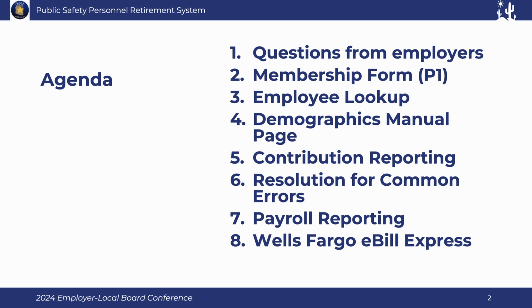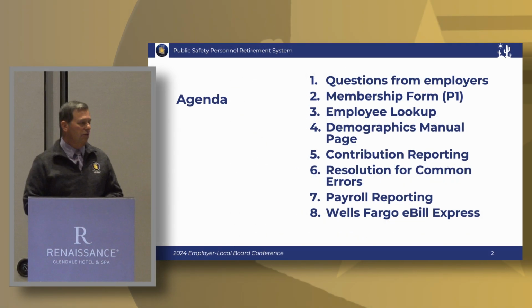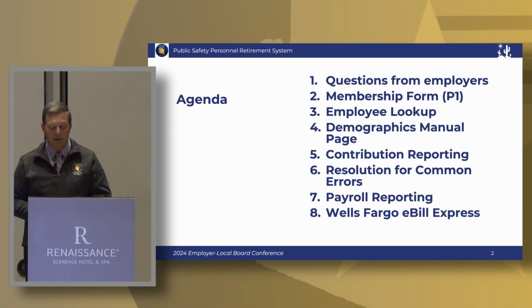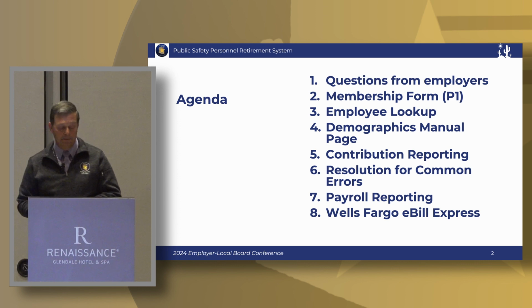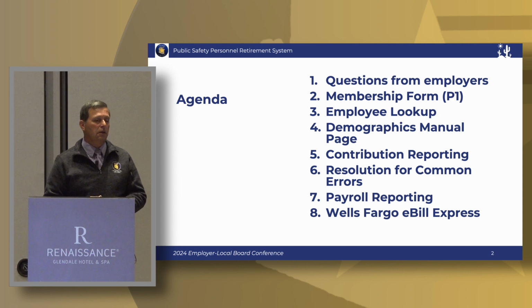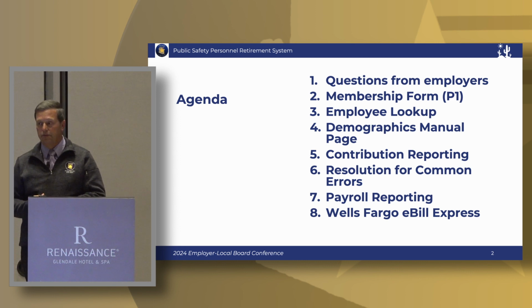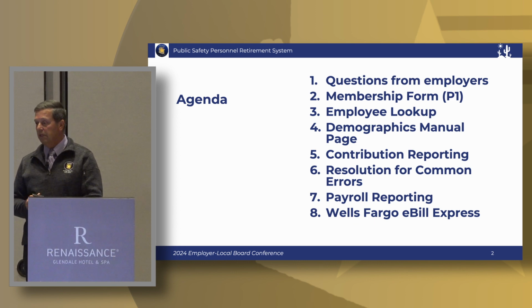So let's get started with what I'll be covering today. I'm going to start with a few questions that appear quite often from our employers. And then from there, I'm going to go into the membership form, which is also known as the P1 form. The employee lookup, which is in the employer portal, I'll be discussing that as well. Demographics manual page, also in the employer portal. Some contribution reporting. Resolutions to some common errors that our employers do get in the contribution files. And then also payroll reporting and then Wells Fargo eBill Express.